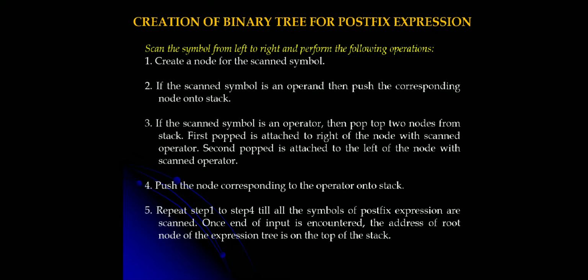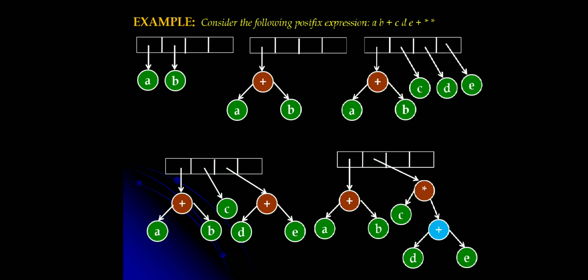It is the same as evaluation of a postfix expression, same algorithm. We are scanning each symbol in the postfix expression from left to right. If the scanned symbol is an operand, push it onto the stack. If it is an operator, pop the top two elements. First popped is attached as right child and second popped is attached as left child, and push the node with that operator onto the stack and repeat this process. This is the simple procedure for constructing an expression tree. We can see the example here.